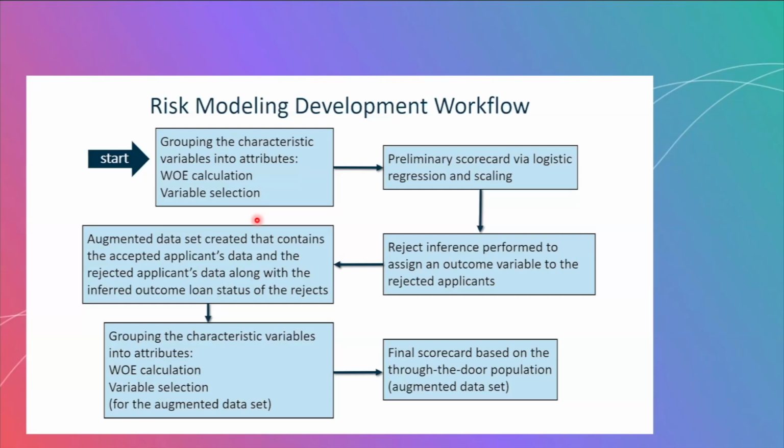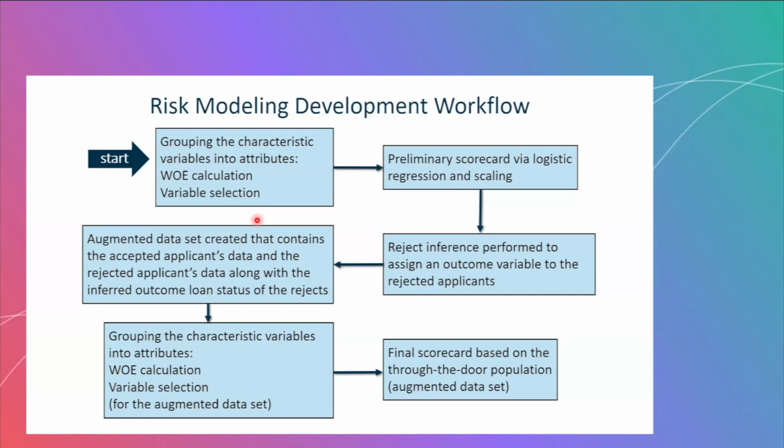Post that, reject inference is performed to assign an outcome variable to the rejected applications. That's, as we said earlier, to bring into the data those we didn't lend money to earlier, so that the model also gets exposed to the fact that so many were never entertained as customers. So then there is the process of augmenting the data that contains the accepted applicants and the rejected applicants along with the outcome of the loan status.